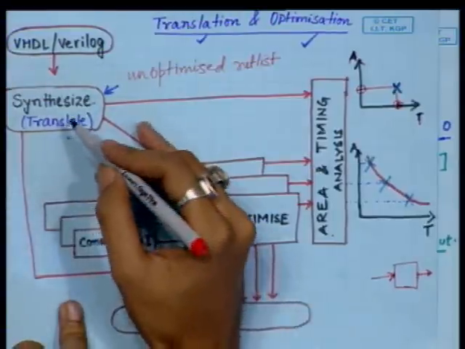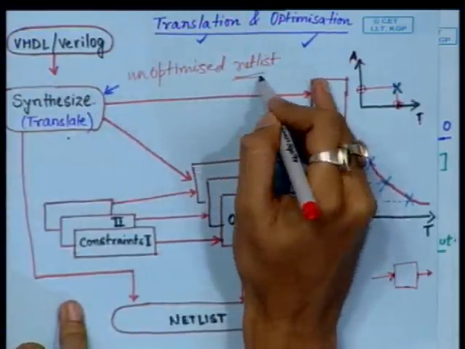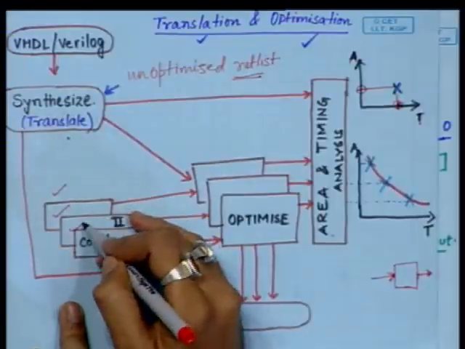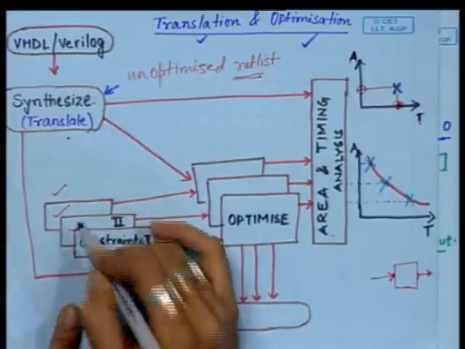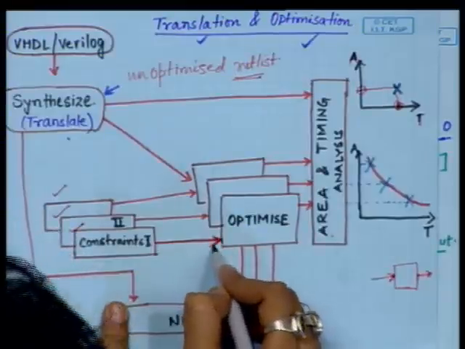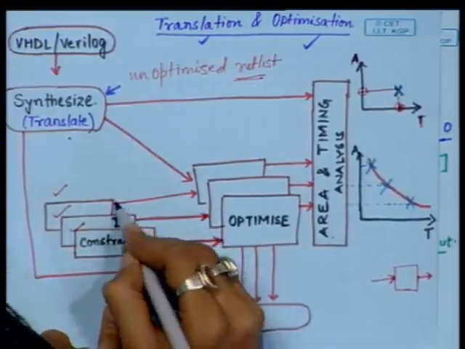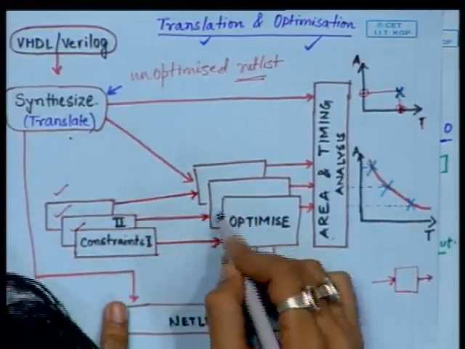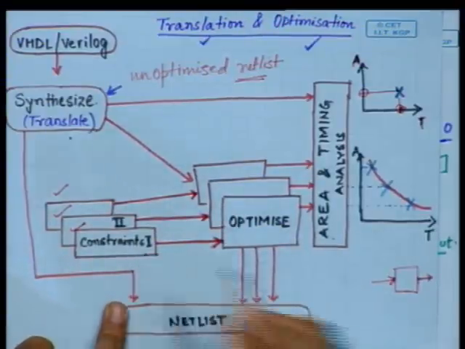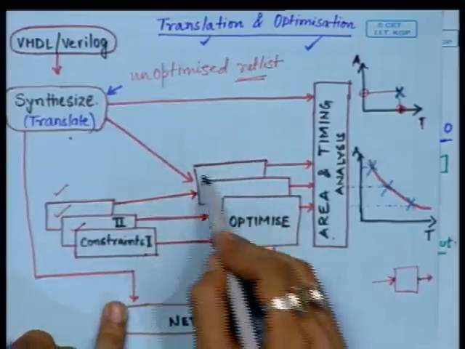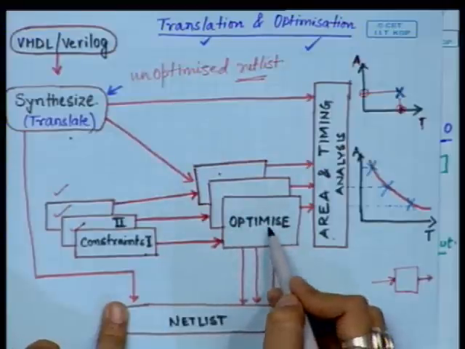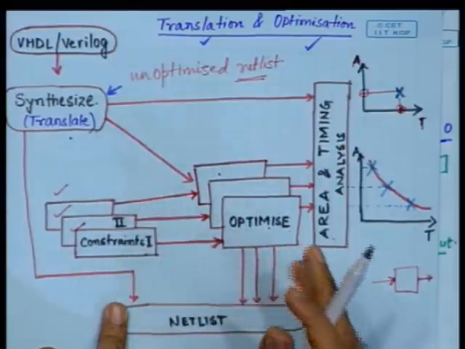Now on this unoptimized netlist, we apply three types of constraints. What are constraints? We will talk a little bit. Now these constraints will govern the optimization process. Why? The main goal of optimization is to satisfy these constraints. So here we will perform three different optimization processes as per the constraints.